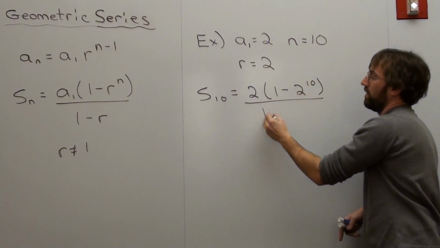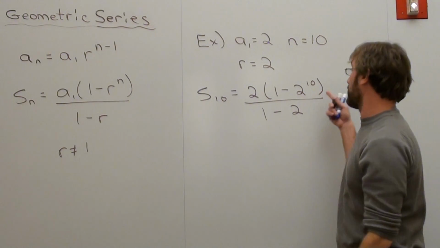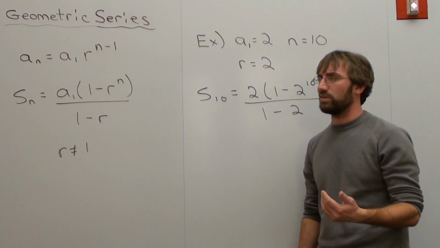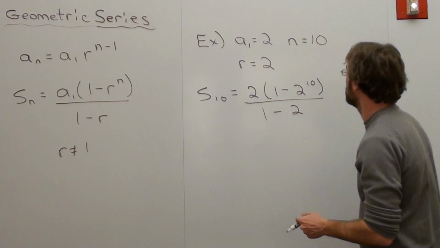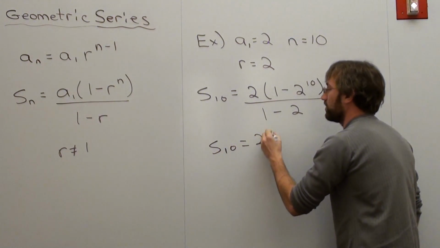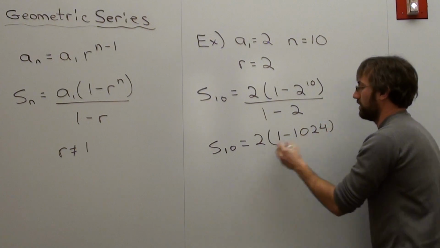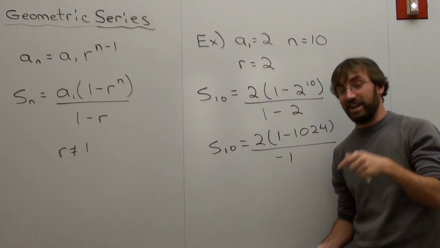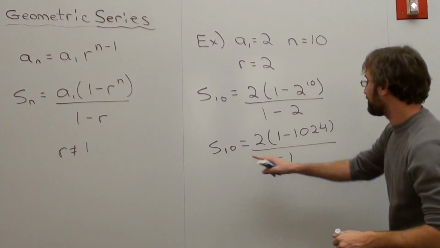over 1 minus 2. I'm ashamed to say that I actually don't know what 2 to the 10th power is off the top of my head. Well, actually, maybe I do. 1024. So, S of 10 equals 2 times 1 minus 1024 over negative 1. Whew. I really gotta check these problems before I try them. Otherwise, I could be stuck trying to figure it out.